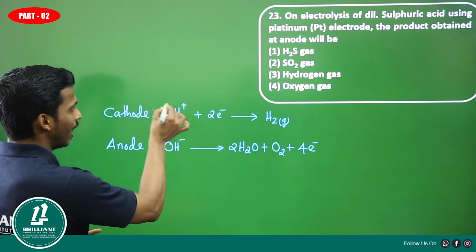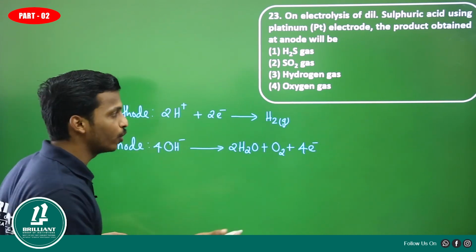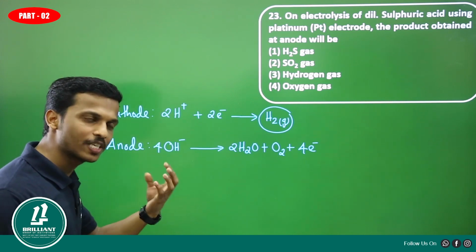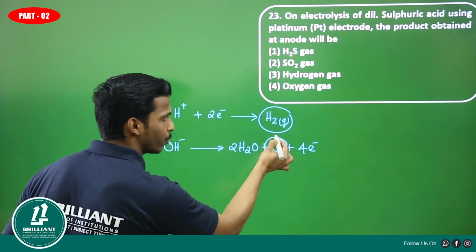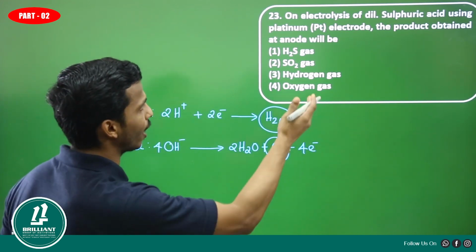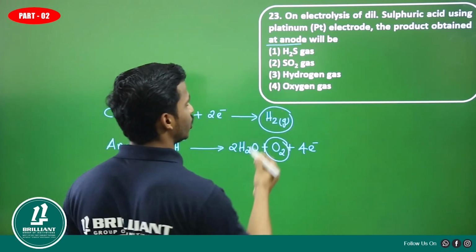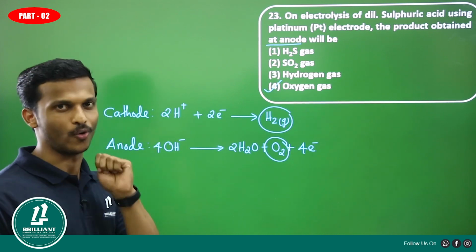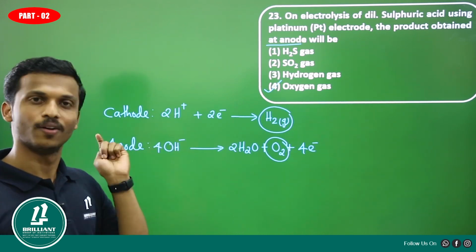So at cathode, which gas is producing? Hydrogen gas is producing. At the anode, which gas is producing? Oxygen gas is producing. That is the question. At anode, which gas is producing? Which is that? Oxygen gas. Answer is 4. Question number 23, answer 4.